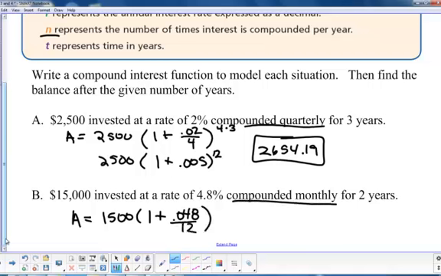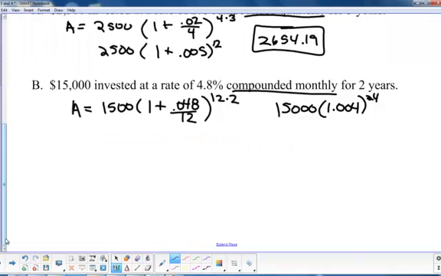Compounded monthly is 12 times a year. So you'd have 1,500 times 1.004 to the 24th. And that's $16,508.22 after 2 years putting that in.